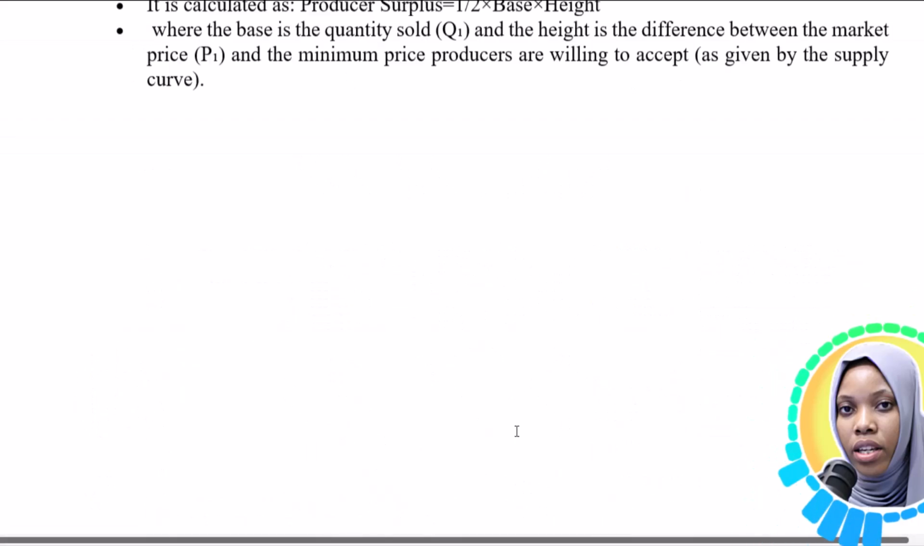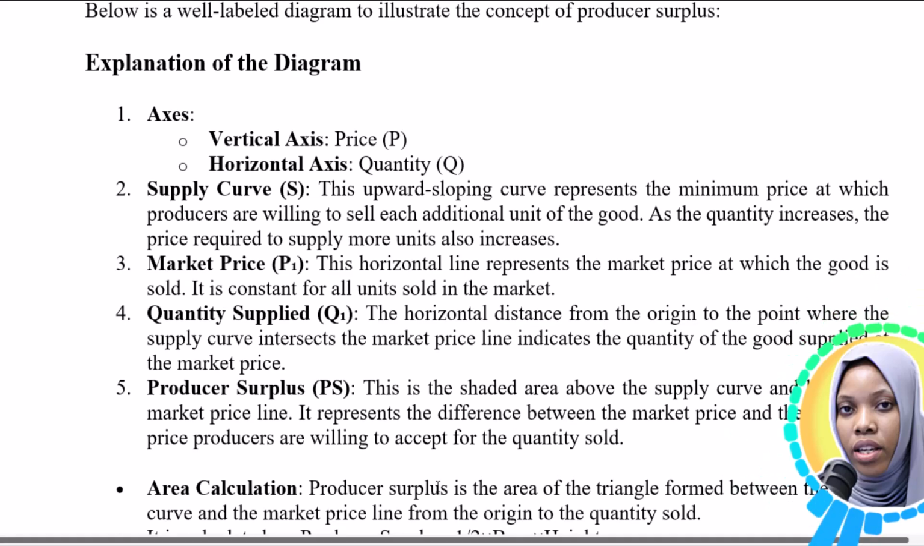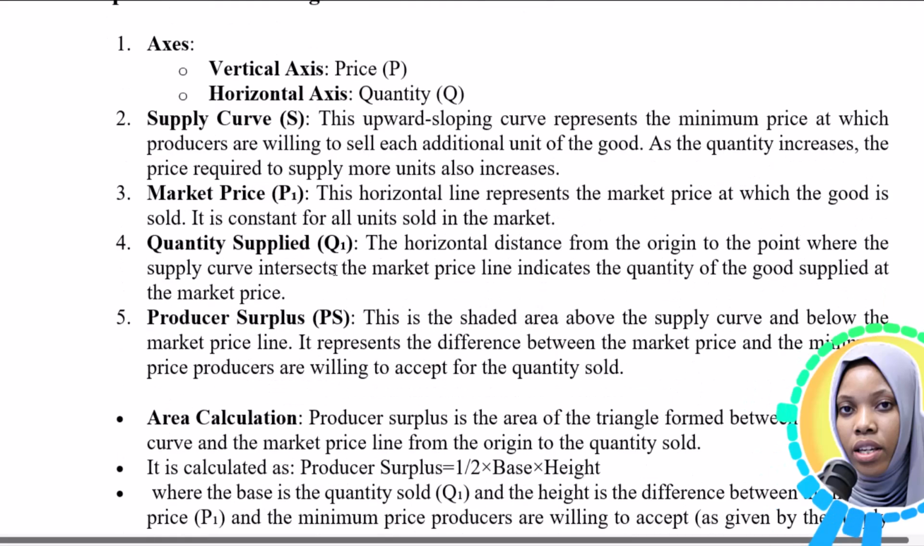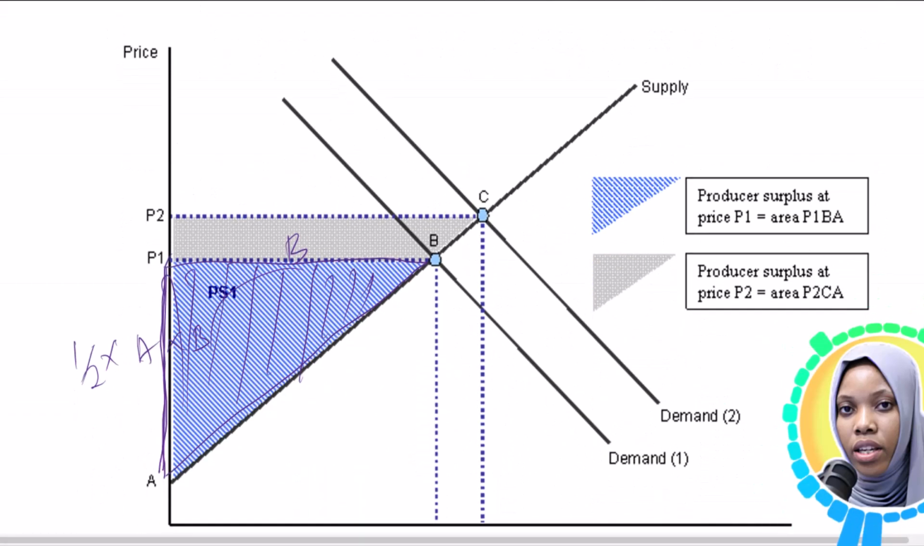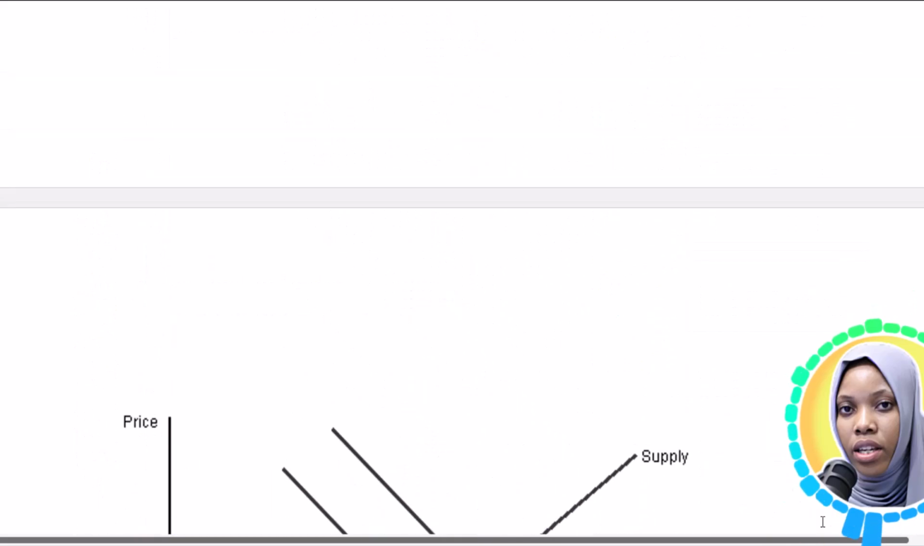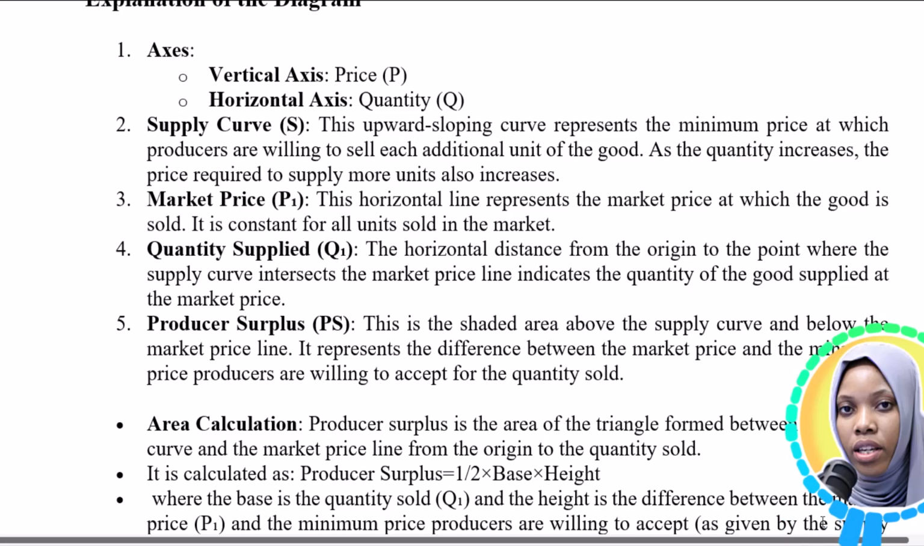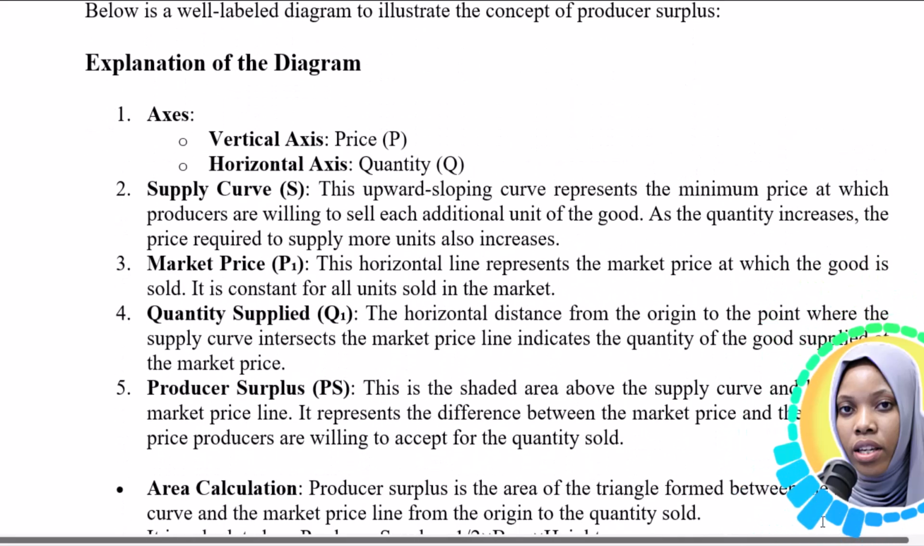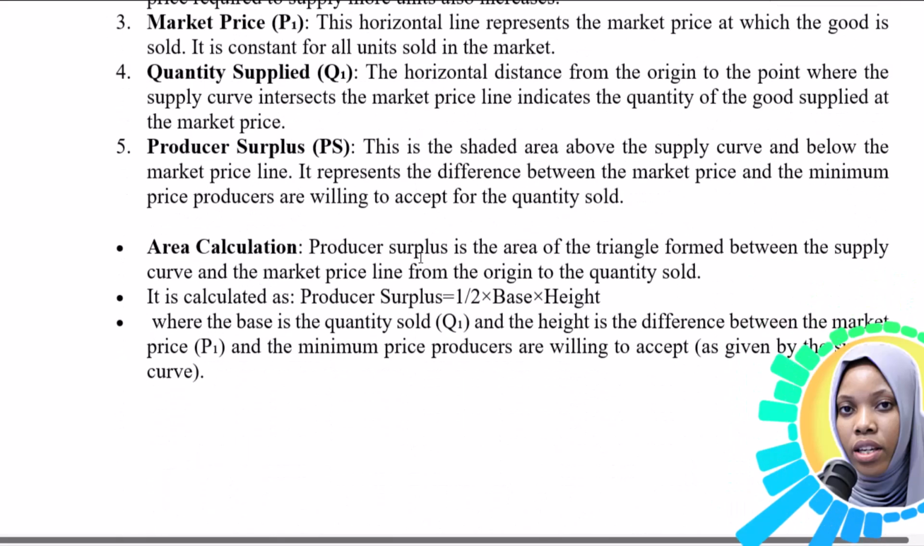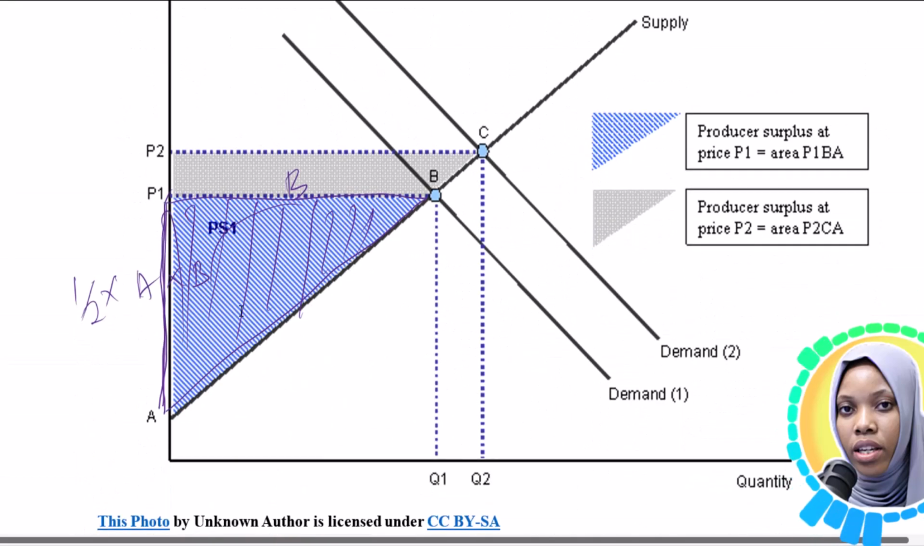Let's read through. We have the axes: the vertical represents the price and the horizontal is the quantity. Let's explain the graph. We have the supply curve, which is the upward sloping curve representing the minimum price at which producers are willing to sell each additional unit of the good. As the quantity increases, the price required to supply more units also increases. This is the supply curve.